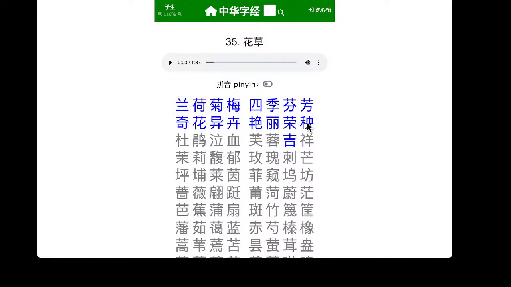Okay. 奇花异卉, that means these are uncommon flowers and grasses. They are beautiful. And 艳丽荣央, so they are very beautiful and colorful. 荣央, basically they refer to the baby plants actually being very healthy and grown well.